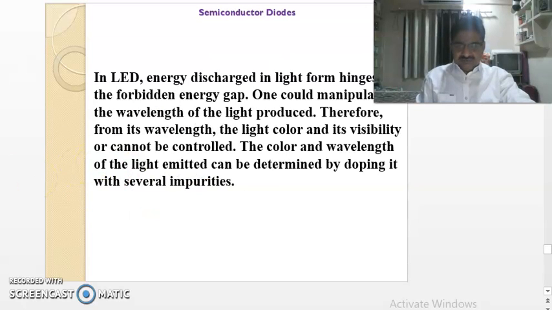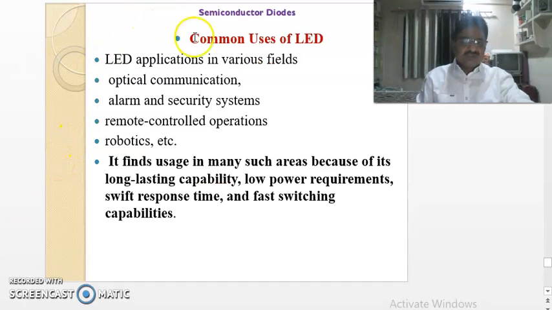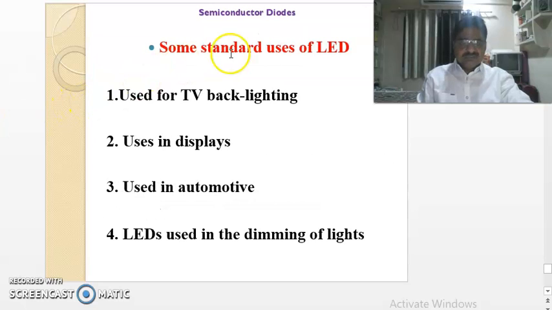Then we have also seen the different types of LEDs along with their uses. Common uses of LED in optical communication, alarm security system, remote control system, robotics, etc. Why they are utilized, this also we have seen. And we have also seen some standard uses of LED, like TV backlight, uses in displays, automotives, and dimming light, etc.